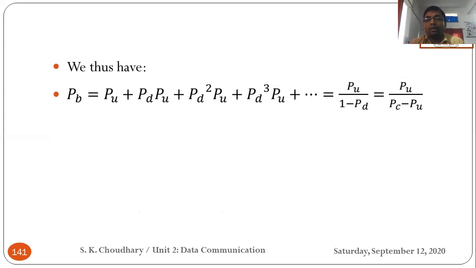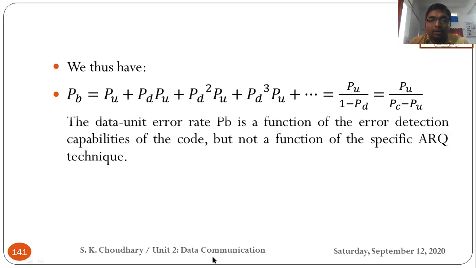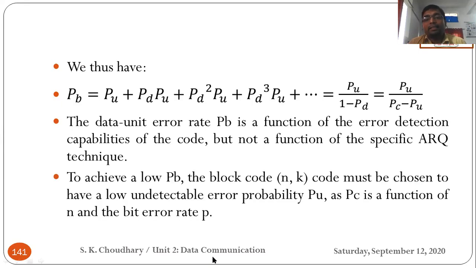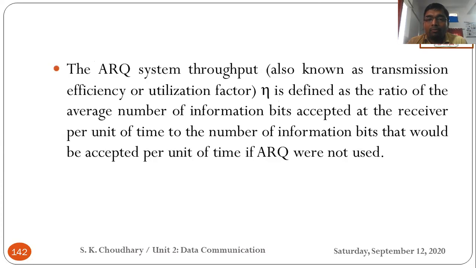So PB is now defined as PU, the undetected error, plus PD times PU, plus PD squared times PU, and so on. In this way, it increases. Finally, the equation of PB is PU upon (1 - PD), or PU upon (PC + PU), because we have defined PD as 1 minus PC minus PU. So the data unit error rate PB is a function of the error detection capability of the code, but not a function of any specific ARQ technique. These are some important formulas when we evaluate the performance.